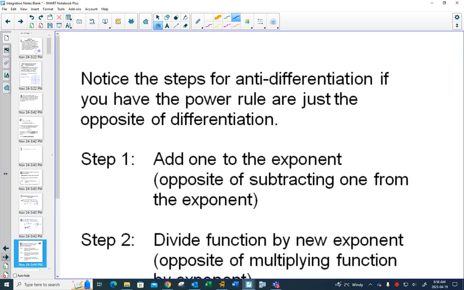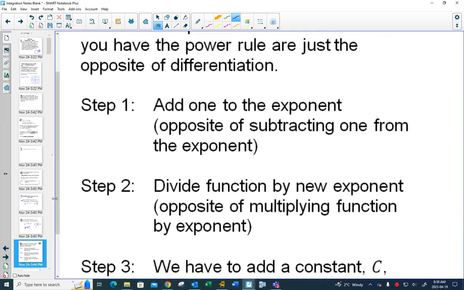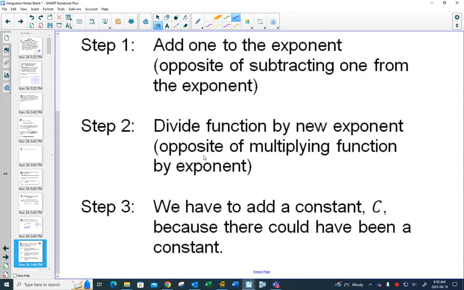So going backwards, the opposite of subtracting 1 to the exponent. Now you would add 1 to the exponent right away, and not even, like, you just rewrite the number in front. Not worry about that, because you can undo the multiplying part by dividing. So now we're going to add 1 to the exponent and divide, and then of course have to remember to add a constant c.